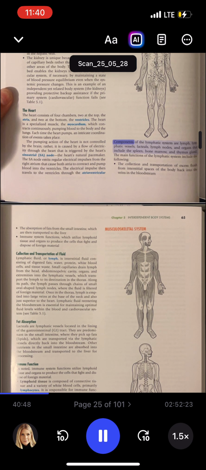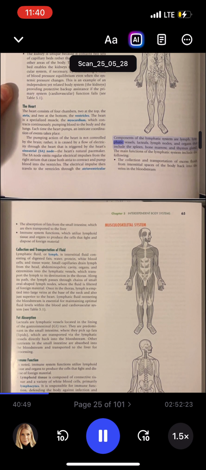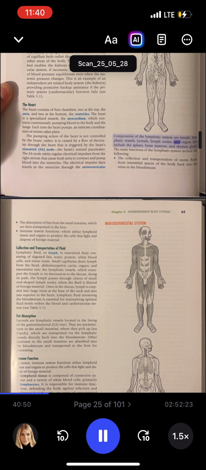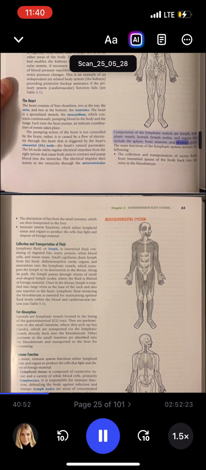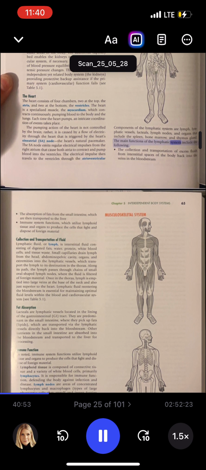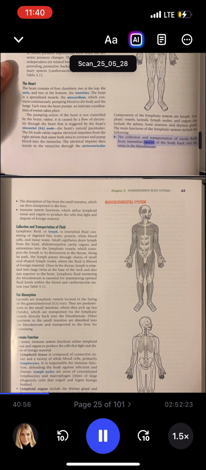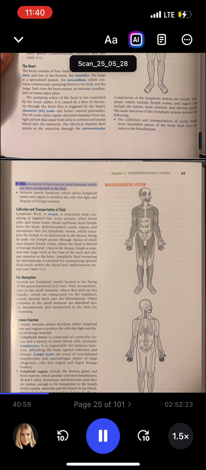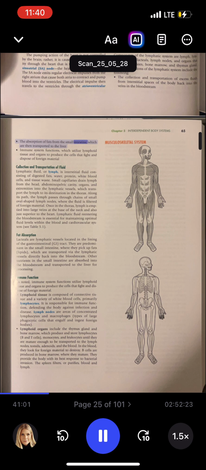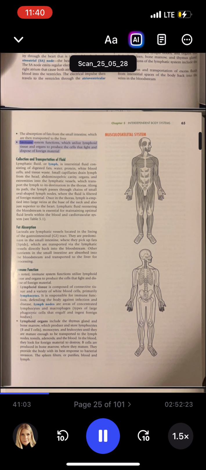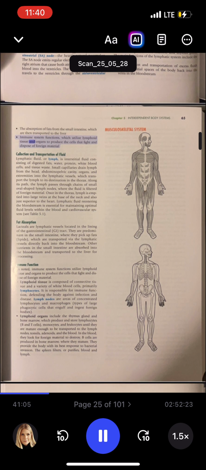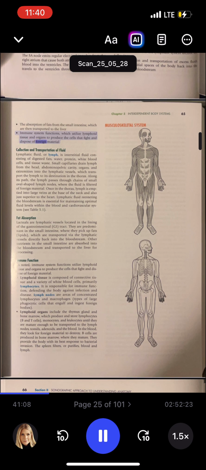Lymphatic system. Components of the lymphatic system are lymph, lymphatic vessels, lacteals, lymph nodes, and organs that include the spleen, bone marrow, and thymus gland. The main functions of the lymphatic system include the following: the collection and transportation of excess fluids from interstitial spaces of the body back into the veins in the bloodstream, the absorption of fats from the small intestine, which are then transported to the liver, and immune system functions, which utilize lymphoid tissue and organs to produce the cells that fight and dispose of foreign material.